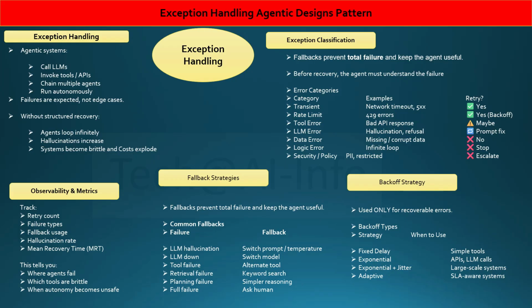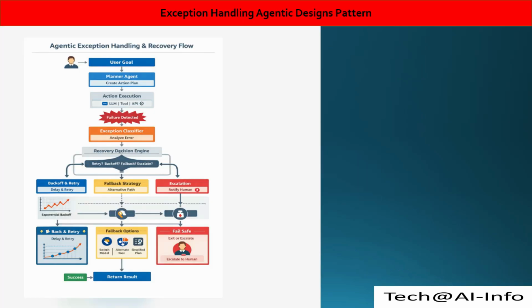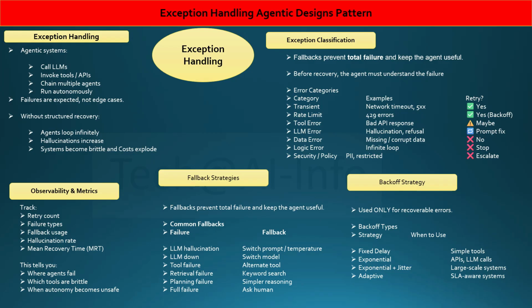Why is it very powerful? It optimizes reliability and cost, and it prevents over-retrying when success is unlikely. Where can we not use this backoff? It is not used for logic errors, hallucinations, missing data, and security and policy violations. Retrying these wastes time and money.